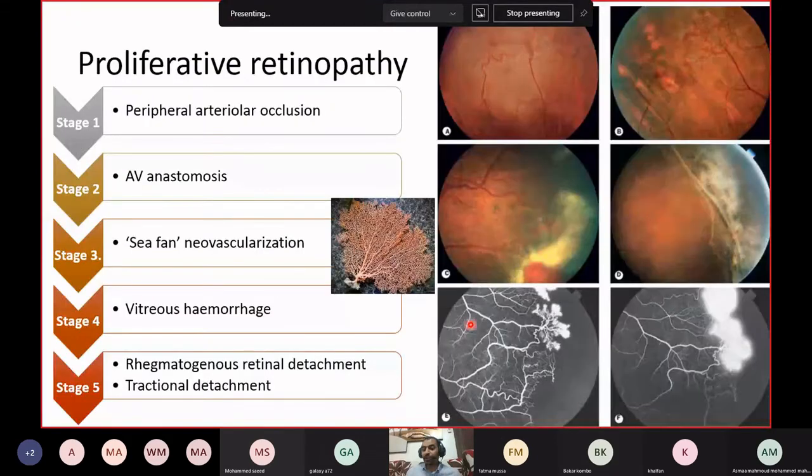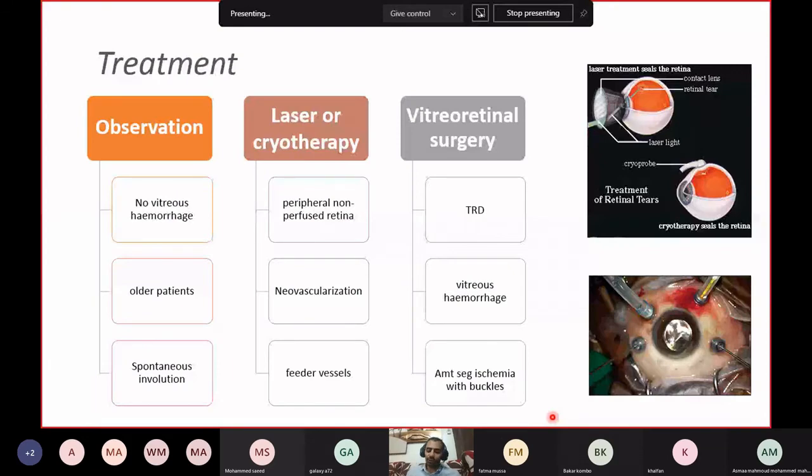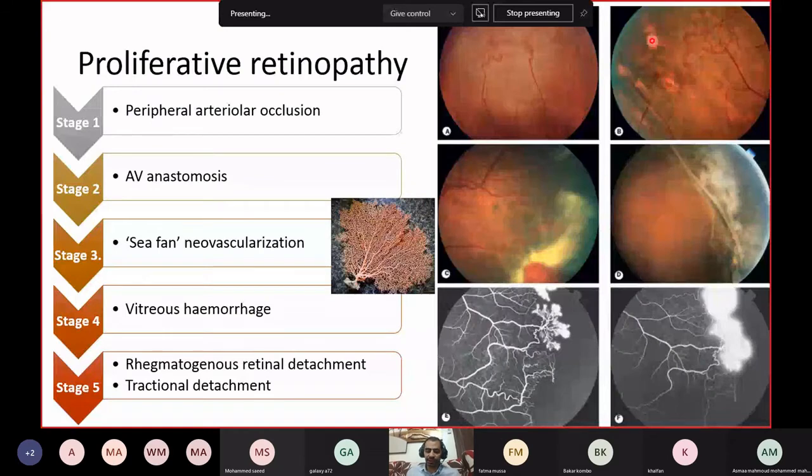So if I see a patient like that with non-perfusion of the peripheral retina, I may want to do some laser treatment over that area to decrease the ischemia. Or if there is neovascularization, so if there is a neovascular tuft like that, I may want to treat the peripheral ischemic retina again.